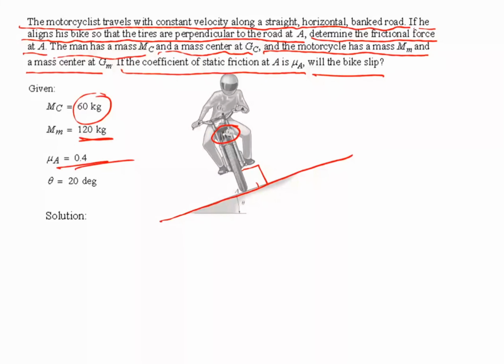It's not saying that it's going to tip or slip. The question only is going to slip or not. So it means that the tendency for it to move here, so the friction will be here. We just need to find the value of friction. If it's less than mu A n, then it's not going to slip. So you need to find this.